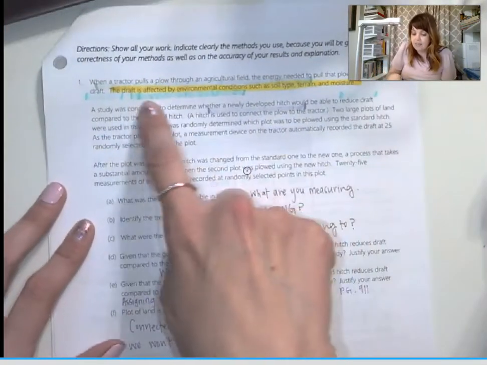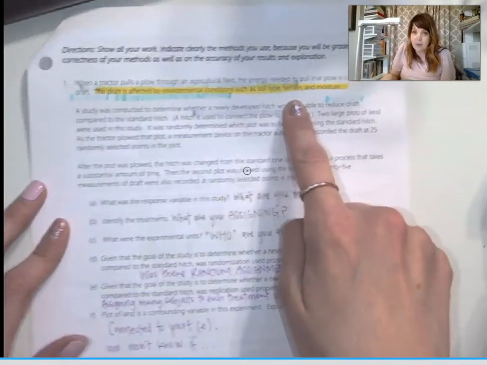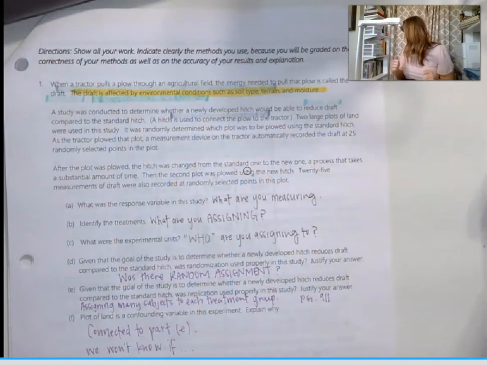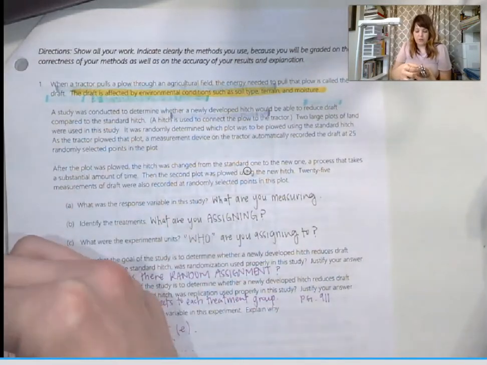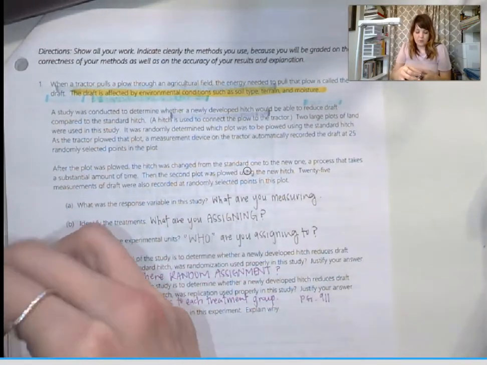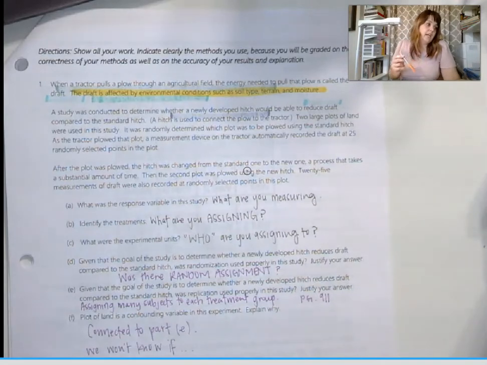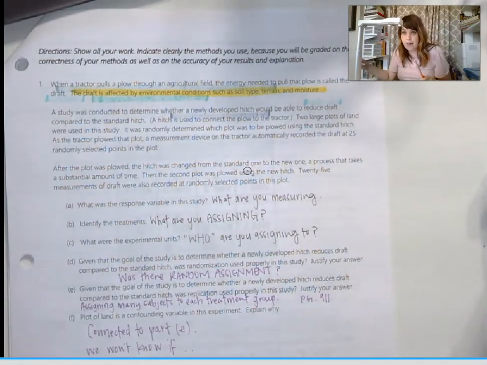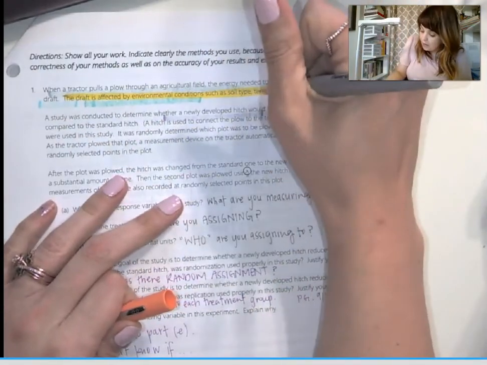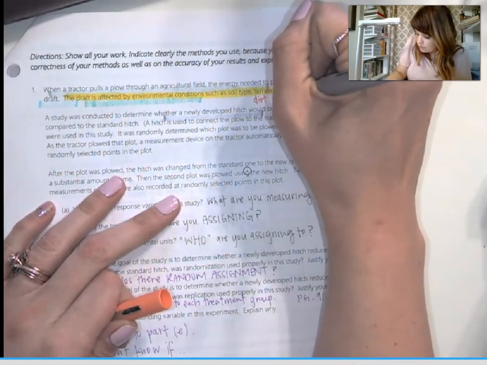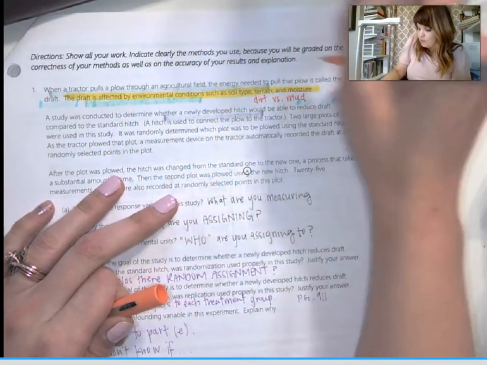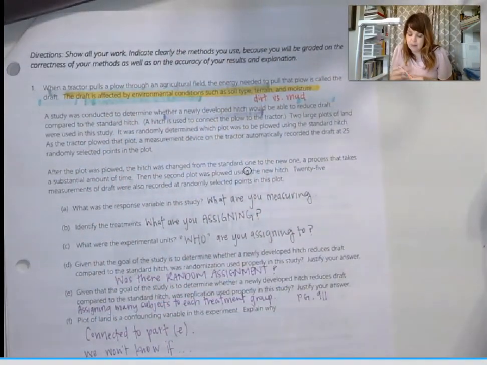So when they say that the draft is affected by the soil type, I want you to keep in mind that what they're really saying is there are environmental factors that will affect the energy it takes to pull the plow through the dirt. So I'm just going to make a little note to myself here that says dirt versus mud. And that specifically applies to that one part of the problem.